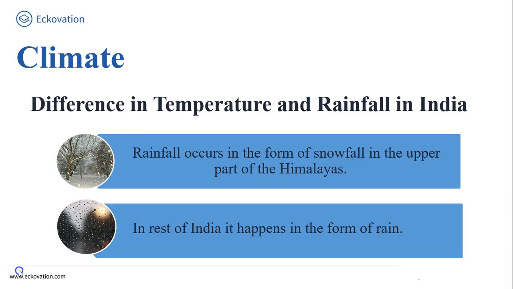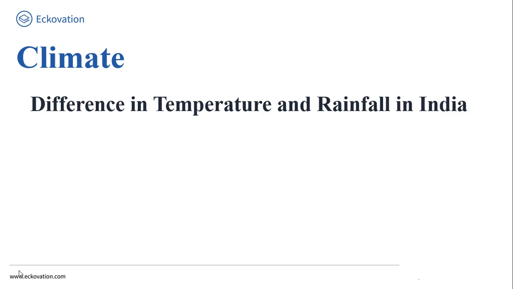My dear friends, when we talk about rainfall, rainfall occurs in the form of snowfall in the upper part of the Himalayas, while in the rest of India it happens in the form of rain. So friends, on the basis of this, we can say that the pattern of rainfall also differs in our country. Now, let's move ahead and continue our discussion with climate, and we will continue discussing the difference in temperature and rainfall in India.